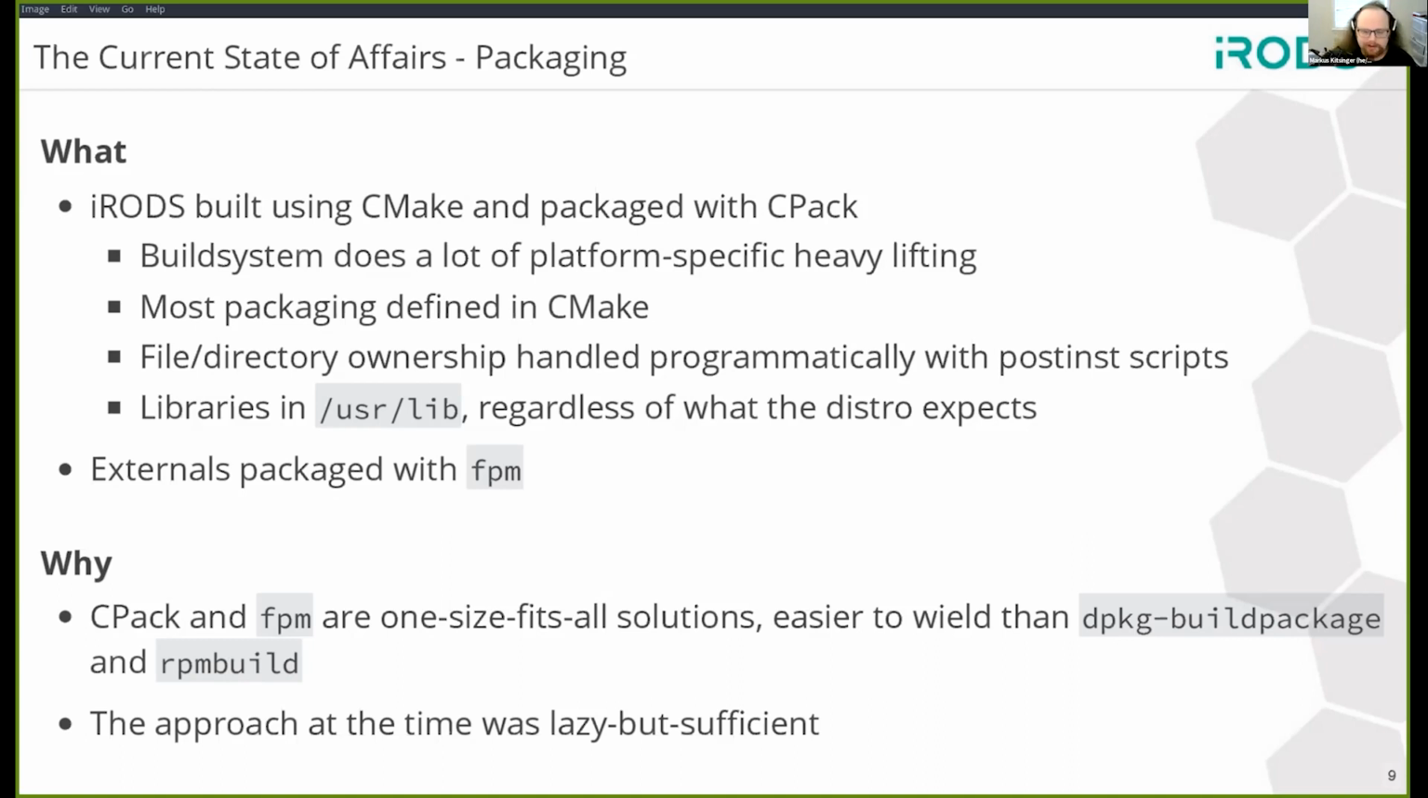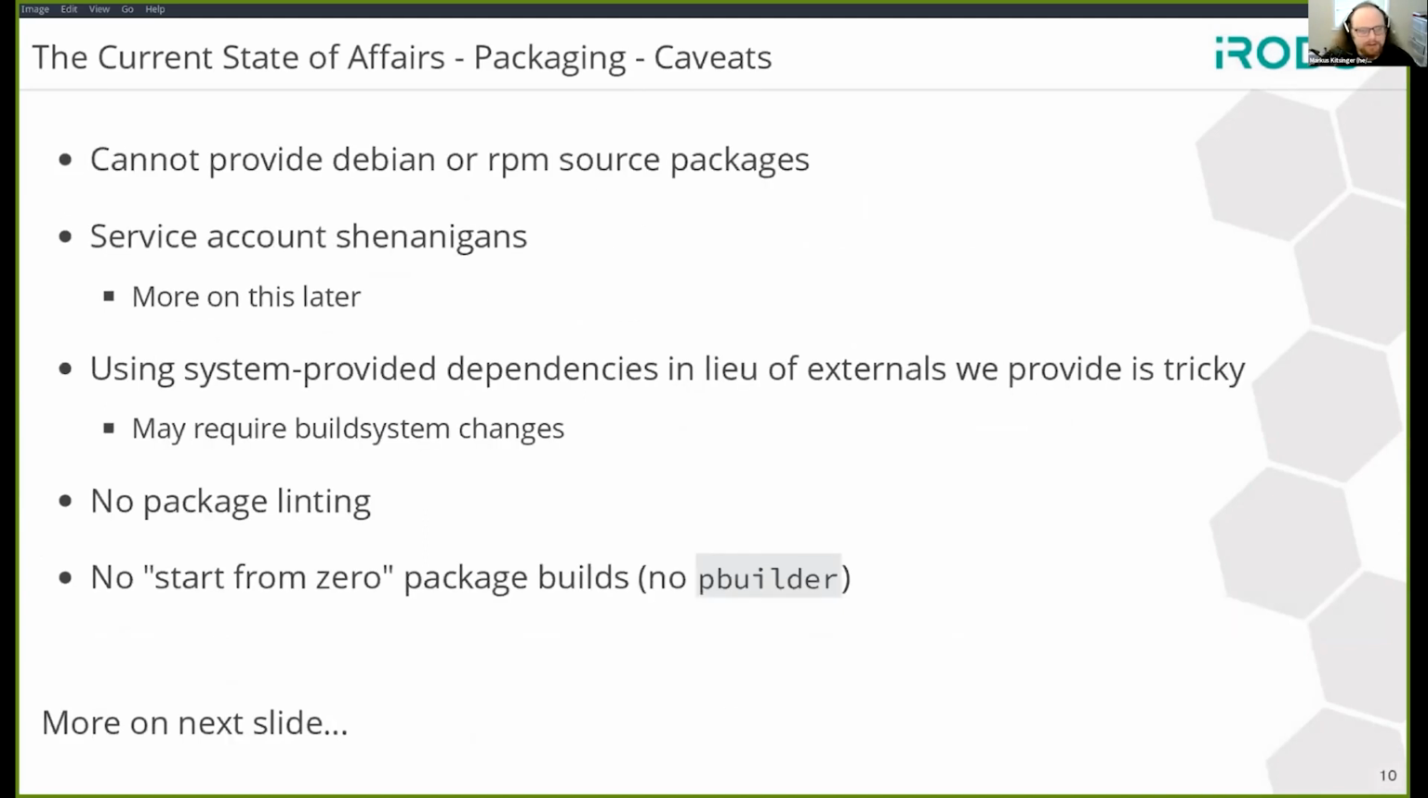So we use CPack and FPM because they're good. They're decent enough one-size-fits-all solutions, and they're easier to wield than dpkg-buildpackage and rpmbuild. And at the time that we chose these tools, our approach was lazy but sufficient. So let's talk about some problems. We can't provide Debian or RPM source packages when we're using CPack and FPM. And then there's the service account shenanigans that I mentioned earlier with the file and directory ownership. I refer to that later on as service account hot potato.